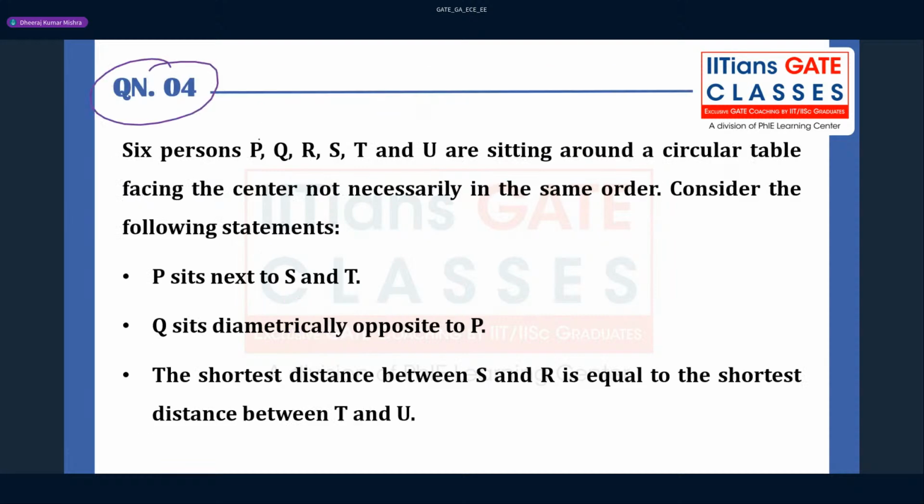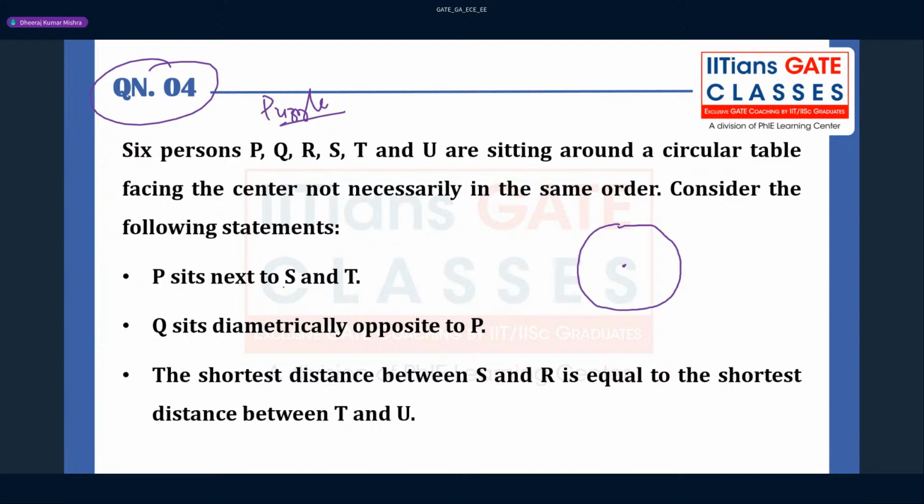Question number 4. Six people P, Q, R, S, T, U are sitting around a circular table. You can take one circular table like this. Imagine these six are sitting around a circular table facing the center, not necessarily in the same order. Consider the following statements. This question is a kind of puzzle or reasoning based question. So start from these statements.